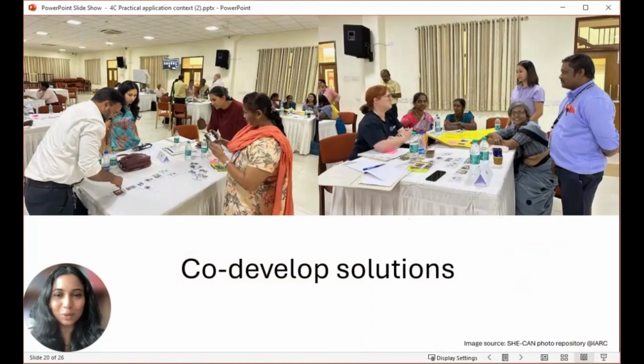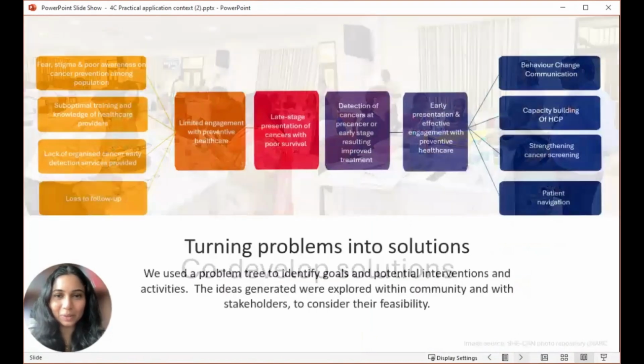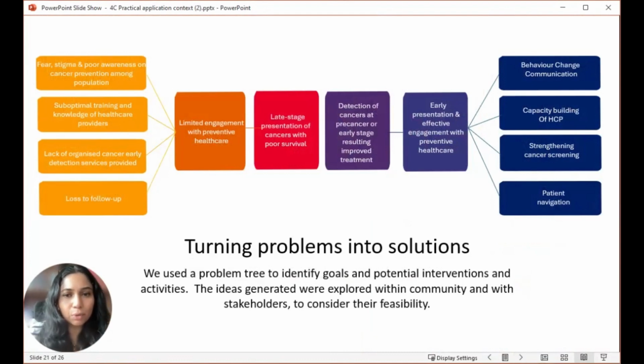The next step would, of course, be co-developing the solutions. So how is it that we turned problems into solutions? From our context assessment, we knew that there was fear, stigma, and even poor awareness among the stakeholders and the communities. We knew there was suboptimal training among the healthcare providers. We knew that there was lack of cancer screening services or cancer early detection services currently ongoing. And even when that service is provided, there is lack of follow-up. And that resulted in limited engagement with preventive healthcare that then turned into late-stage presentation of cancers with poor survival.